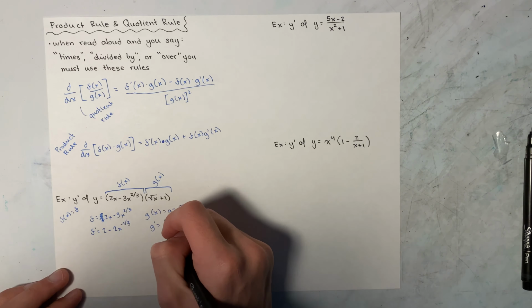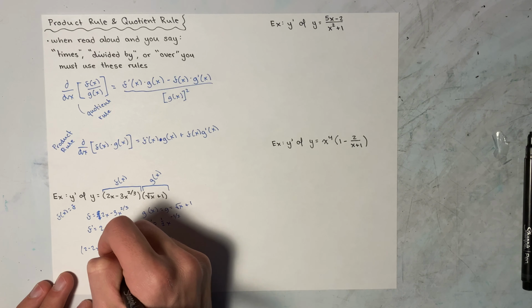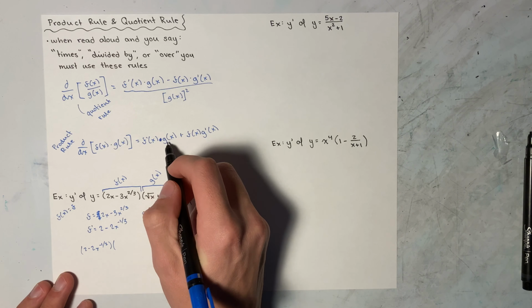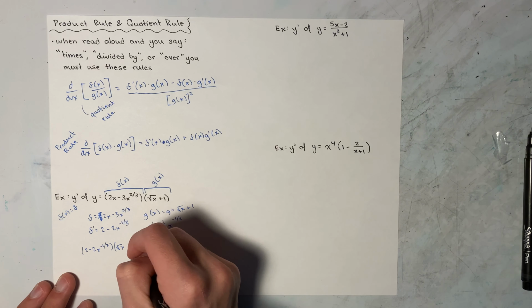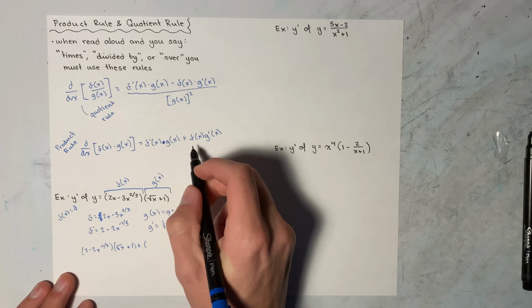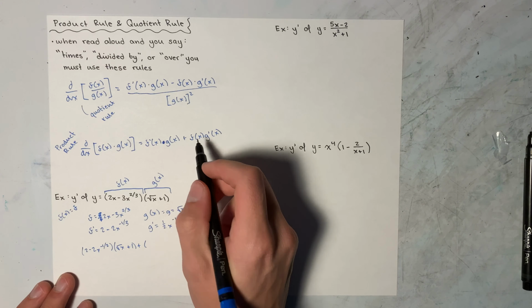Now, according to our product rule, we do f prime first. So this will be 2 minus 2x to the negative 1/3 times g of x, and g of x is just square root of x plus 1, plus f of x, which is just 2x minus 3x to the 2/3 times g prime of x, and g prime is just 1/2 x to the negative 1/2.